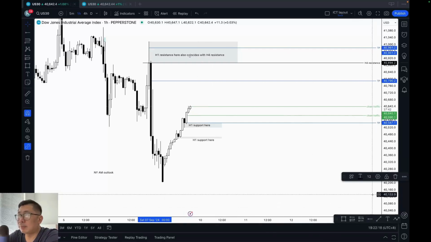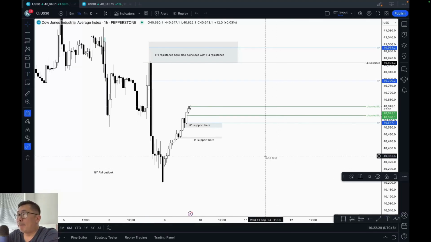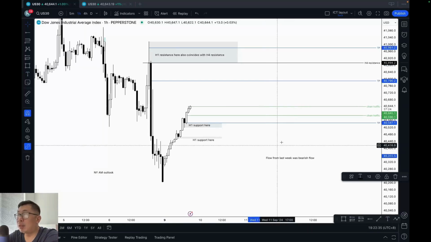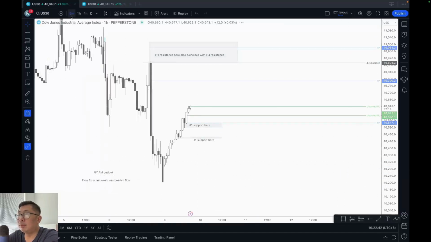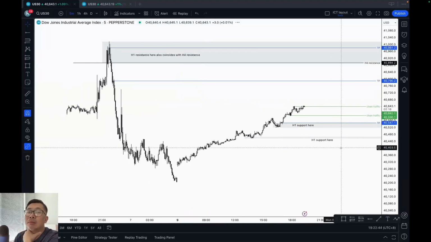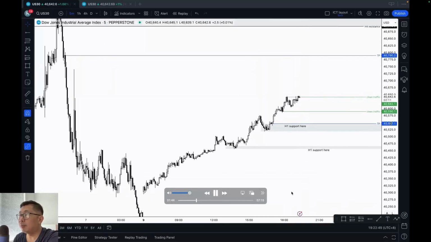Right, you can see the time is ticking, so it's actually real time here. All right, so I wrote down flow from last week was bearish flow. All right, so now we are actually on the 5 minutes.